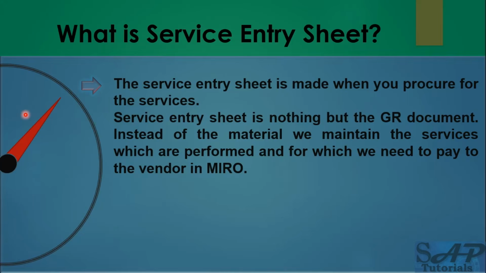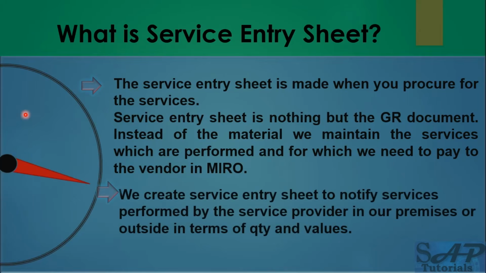So if you know the P2P cycle, then instead of GR we do SES or service entry sheet, and instead of material master we maintain a service master record in AC03. That service master record I have already covered in a previous video. Then we create a service entry sheet in order to notify that services have been performed by the service provider, either in our premises or outside of our premises, in terms of quantity and values.